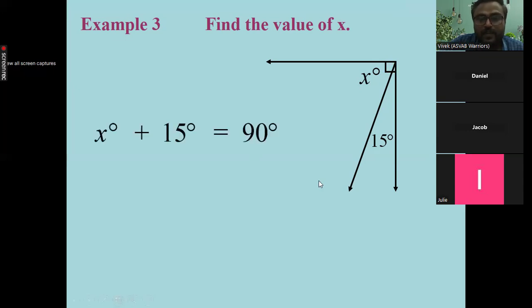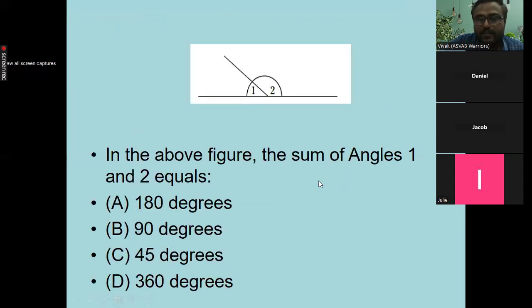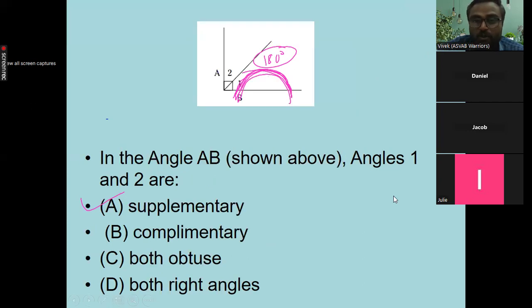Now, let's say this is a type of question that has been asked in the sample paper. In the above figure, the sum of angle 1 and angle 2 equals what exactly? You might get this type of question directly in your exam. So what do we have? The sum of angle 1 plus angle 2 is equal to what? We already know this is a straight angle. Straight angles are nothing but 180 degrees. So here option A is correct. So these marks are very easy to score.